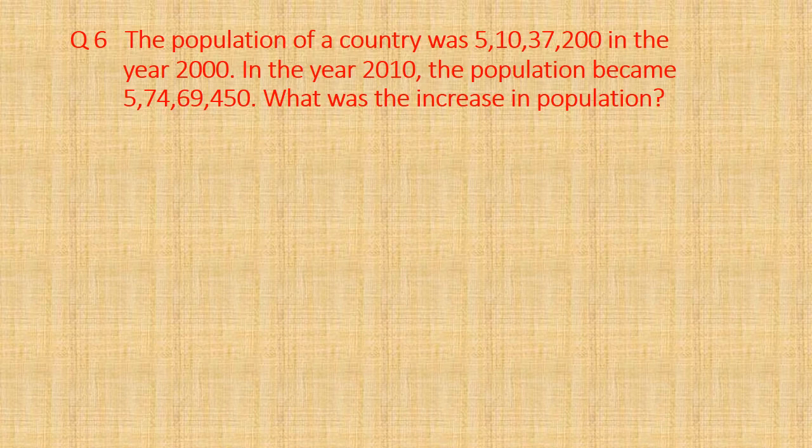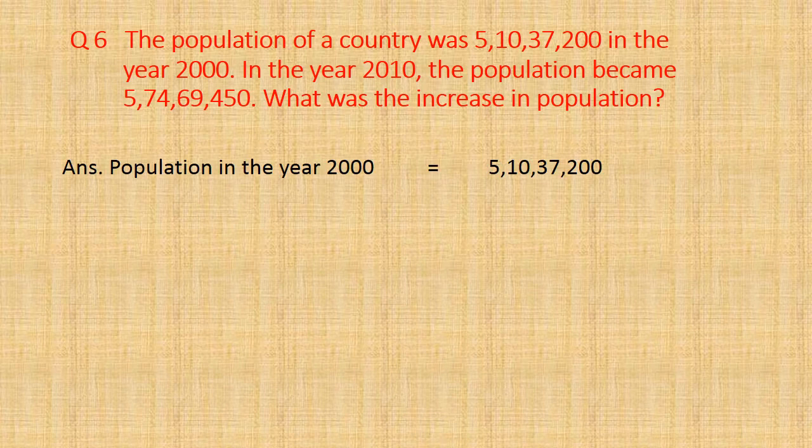Question number 6. The population of a country was 5,10,37,200 in the year 2000. In the year 2010, the population became 5,74,69,450. What was the increase in population? So students, in this question you have to tell how much the population was increased from the year 2000 to 2010.